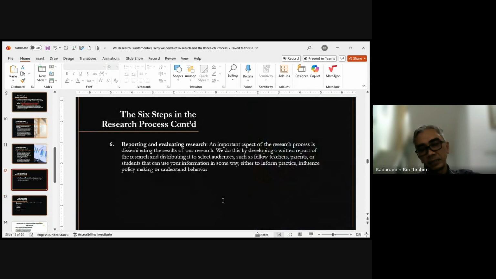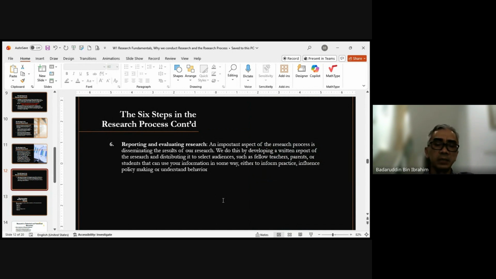Okay, and lastly, of course, reporting and evaluating research. As I mentioned, this is the stage of dissemination and examination. Disseminate your research in other ways. Dissemination, as I mentioned early on, can be in terms of presentation, can be in terms of publication, can be in terms of attending seminars and something like that.